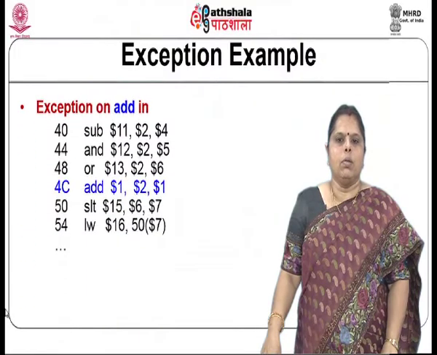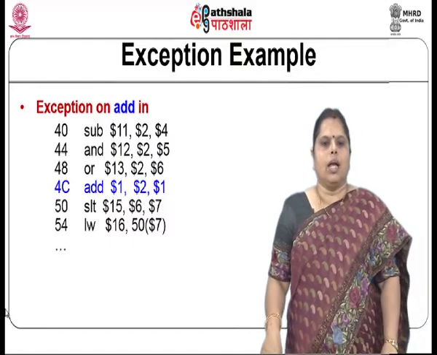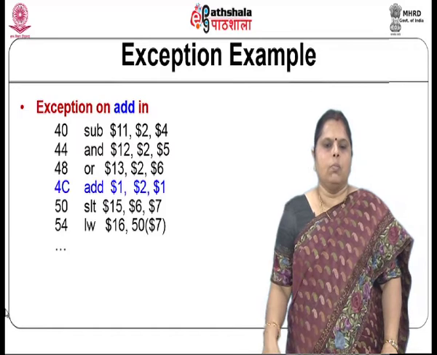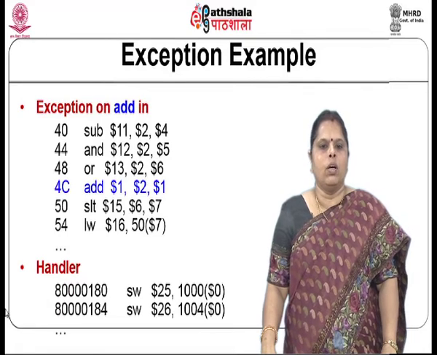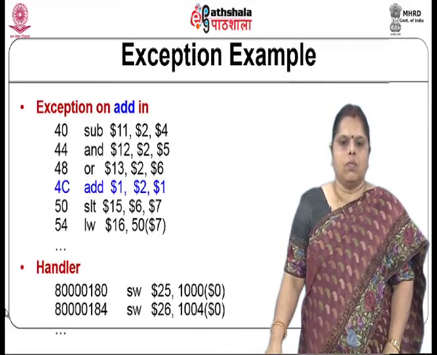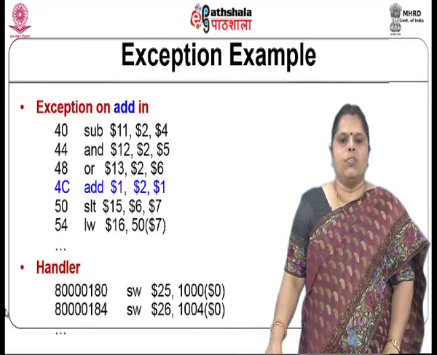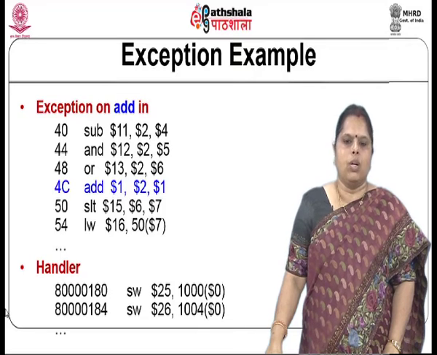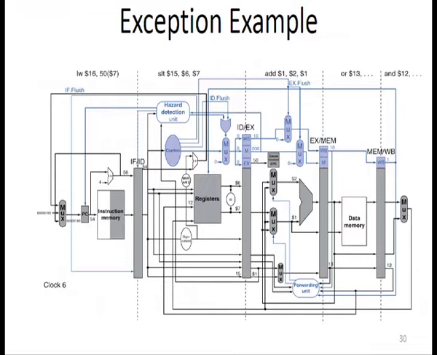Now look at an example for exception. Let us assume that you have this sequence of instructions, and let us assume that the instruction at 4C, which is an add instruction, causes an exception, maybe an arithmetic overflow. Now what will happen when this exception is generated? Let us assume that if it is an overflow or an illegal opcode, you have two different exception handler addresses given there. So at the addresses 180 and 184, you have two different instructions, which will store different values into those memory locations. Now this is an example for your pipeline.